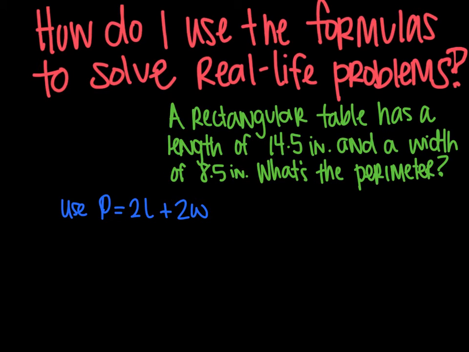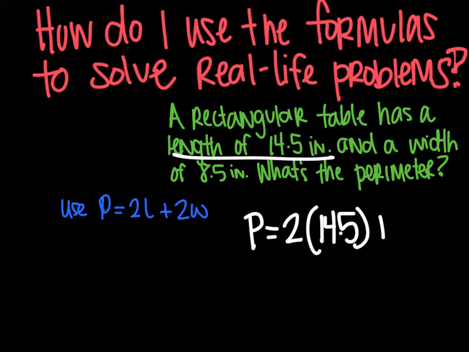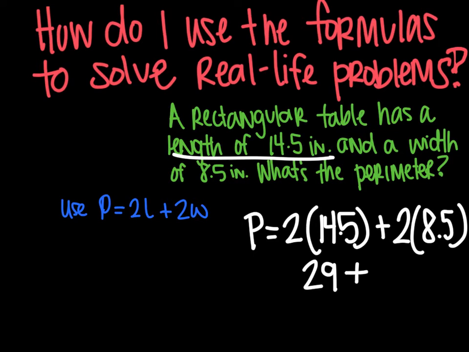So what you're going to do is plug in for what you know. We don't know the perimeter, that's what we're trying to find. However, we do know the length is 14.5, and we know that the width is 8.5. Then we can do the math following order of operations. So 14.5 times 2 gives you 29, plus 8.5 times 2, which gives you 17.